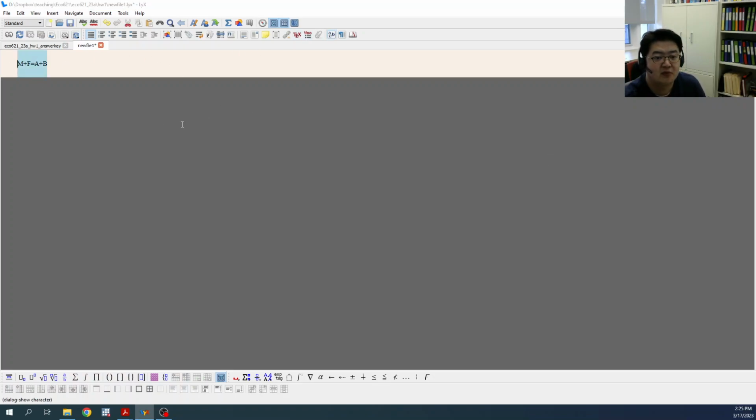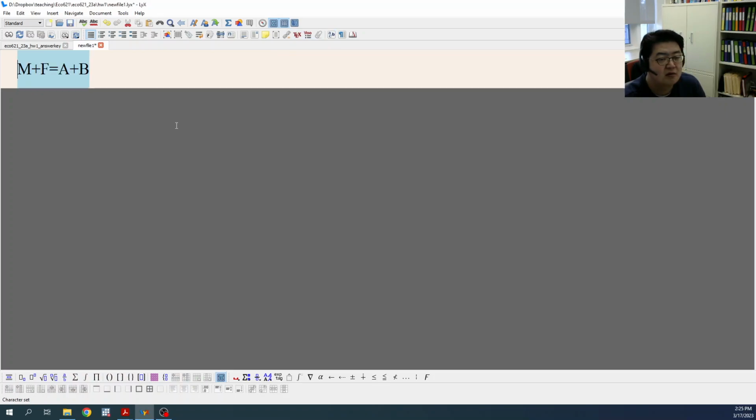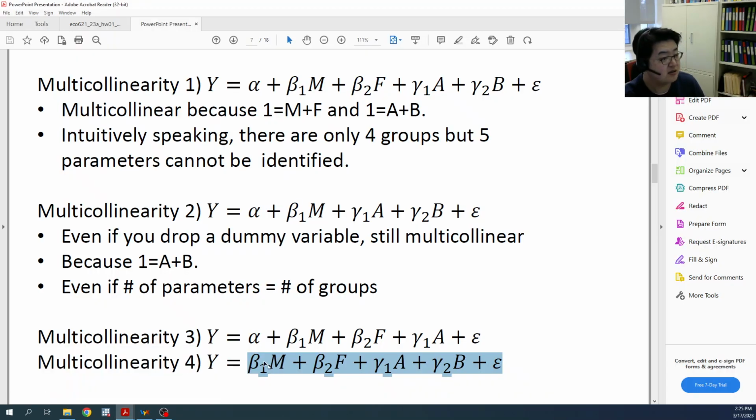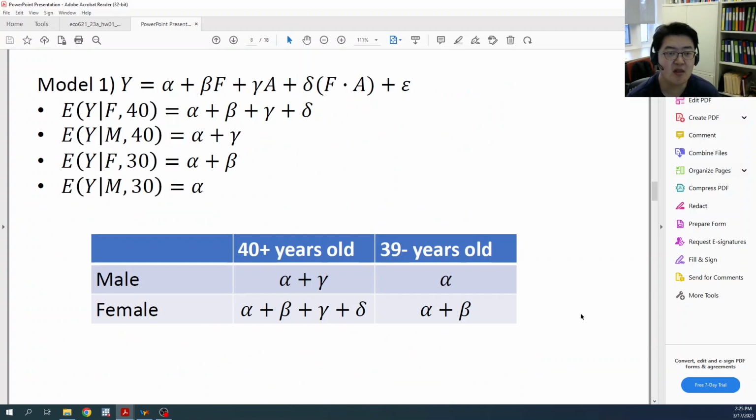So this is the proof of the multicollinearity in this regression equation. So it does not work either. So then I will show you the working model.